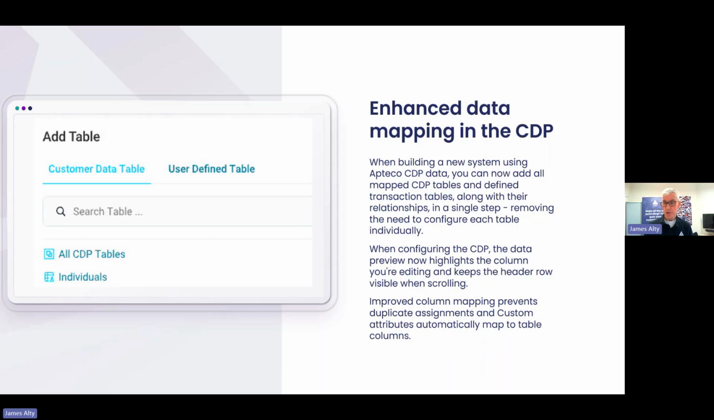We've also done some work just to smooth the way. If you're building your Apteco system through the CDP, we have a lot of data, a lot of knowledge about the tables that you have defined, the attributes of those tables, the relationships between them, for example. And you can now, in a single click, add all of those tables and their definitions into your Apteco design, where previously you'd have added each table, individual, mobile number, landline number, email address. You'd have added each of those tables. You can now add them all in one go.